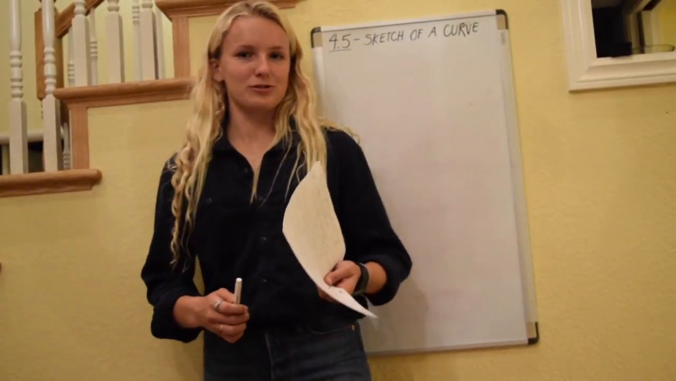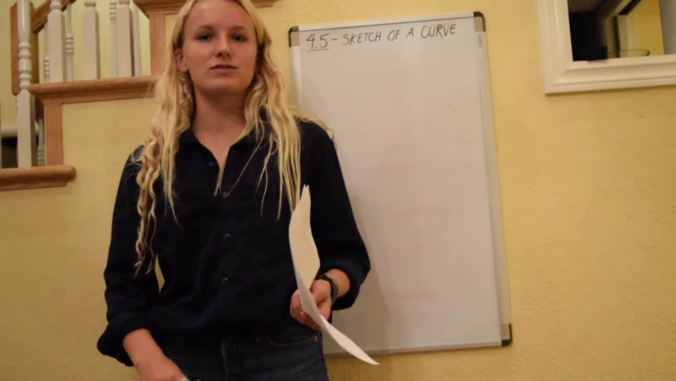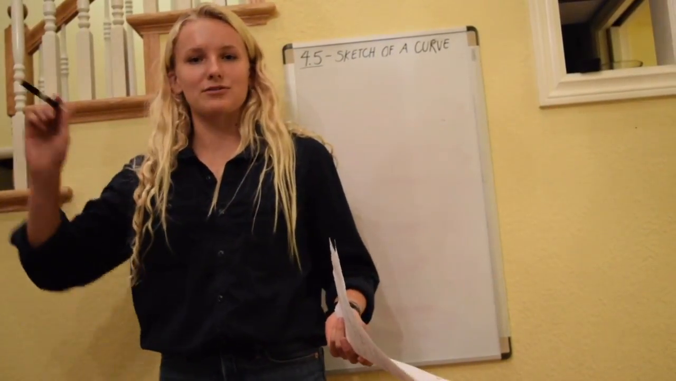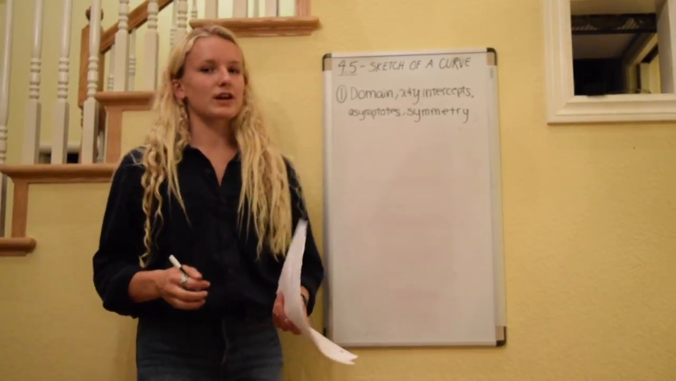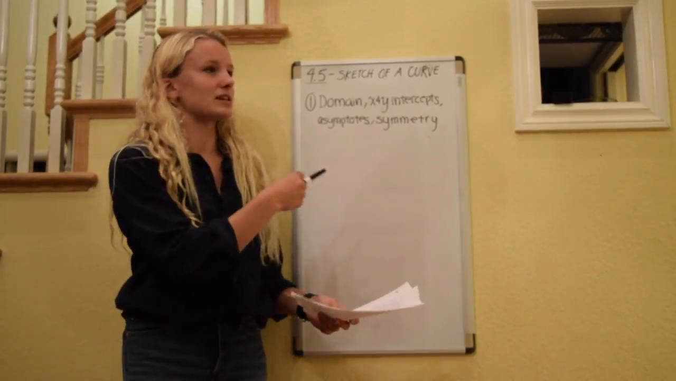I'm going to be covering section 4.5, sketch of a curve, where we're going to use derivatives and second derivatives to sketch complicated graphs of functions. So the first thing you're going to look at when sketching a graph of a function is the domain, x and y intercepts, asymptotes, and symmetry of the function.